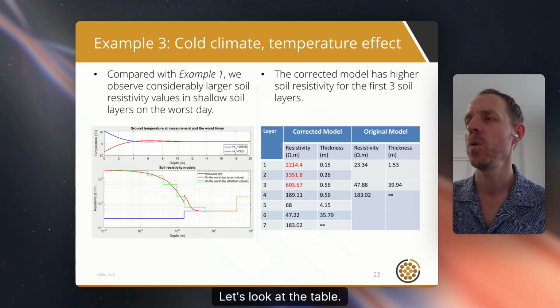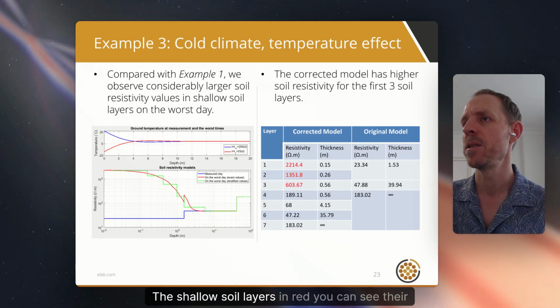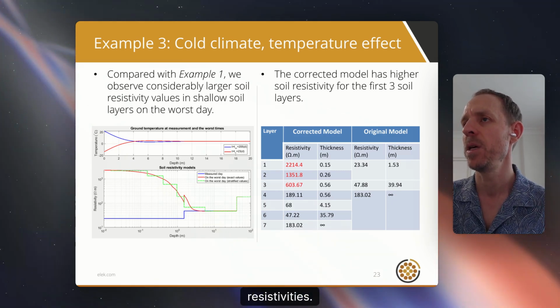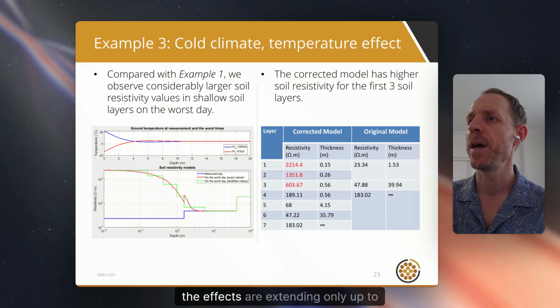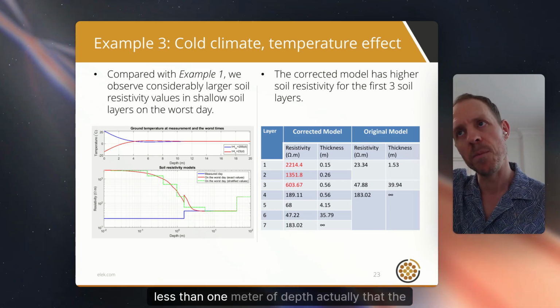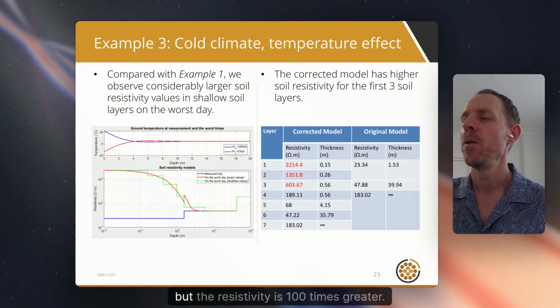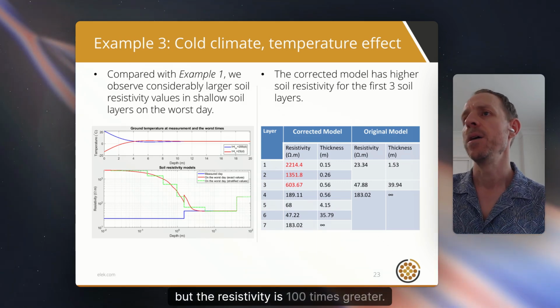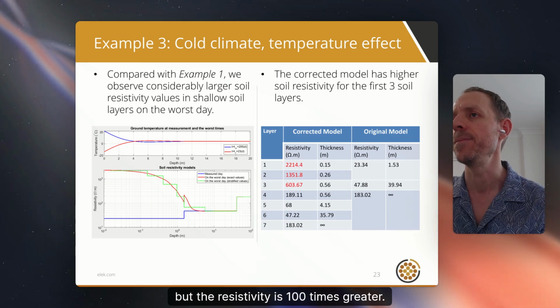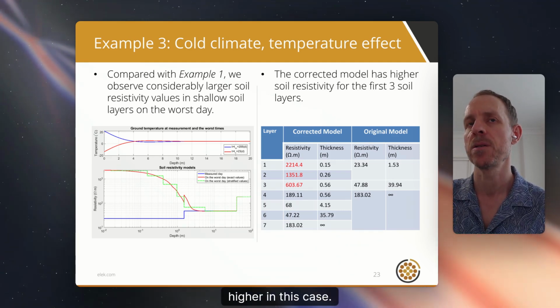Let's look at the table. The original model is the same. The shallow soil layers in red, you can see their resistivities. The effects are extending only up to less than 1 meter of depth, actually, that the soil is freezing. But the resistivity is 100 times greater. So touch voltages are obviously going to be much higher in this case.